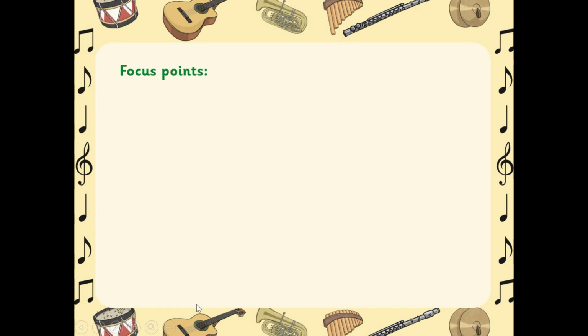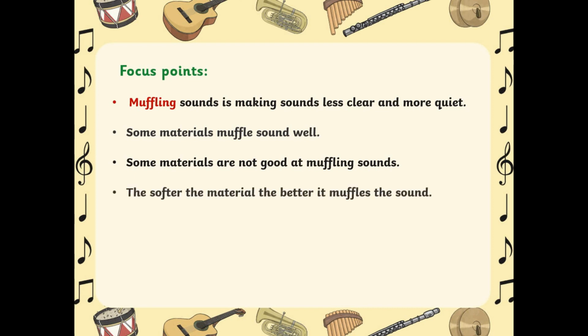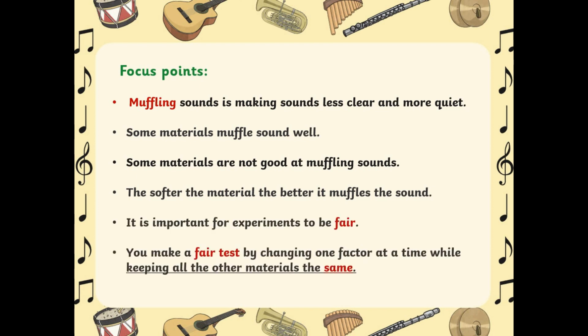Okay, so the focus points in this chapter are: muffling sound is making the sounds less and less clear and more quiet. Some materials muffle sound well, some materials are not good at muffling sounds. The softer the material, the better it is to muffle the sounds. It is important for the experiments to be fair. You make a fair test by changing one factor at a time while keeping all the other factors the same.